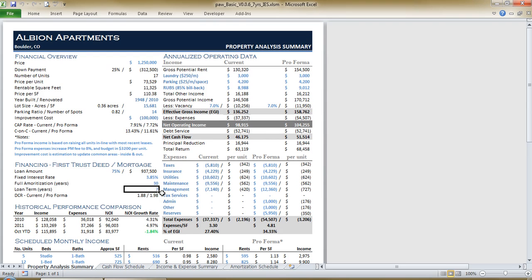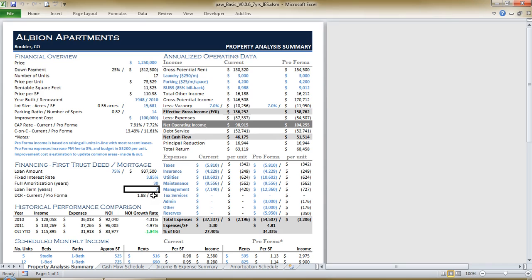Next is the loan term. It's rare that investors will use a 30-year loan term for their loans. Probably a combination of the bank doesn't want to do it, and also that the bank will charge more the longer the loan is. In the basic version, you can only go up to 7 years for your loan term.